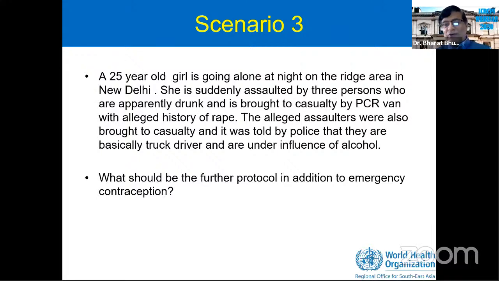Another situation, not related to needle stick injury: a 25-year-old girl going alone at night on the ridge area. This was a very bad incident a few years back, assaulted by a few persons and brought to casualty. The assaulters were basically under the influence of alcohol. What should be the protocol? Not a needle stick injury, but a similar situation where there is an exposure.